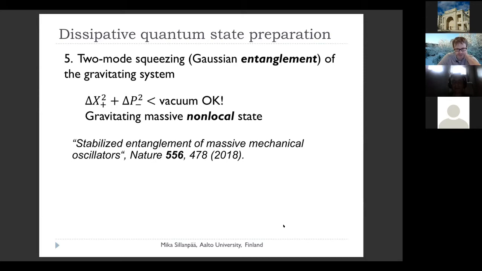We can also create entangled states in this system, given the kappa I mentioned, the same way as we did for normal mechanical oscillators. I can't go into details of how these numbers come from.